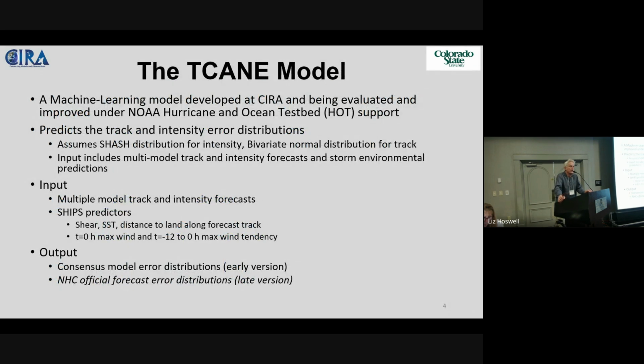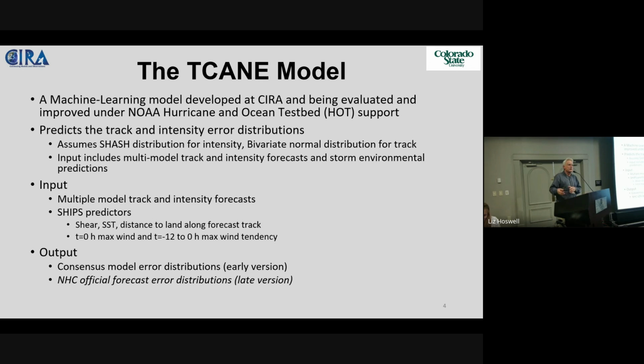Next slide. The model is basically a machine learning method, and Libby's method, instead of just trying to predict the actual error, predicts the entire distribution all at once with machine learning. You have to assume an underlying probability distribution for that, which simplifies the problem some. But it does enable a way to take ensemble information and other storm information and predict the entire distribution. Once you have that, you can calculate a lot of derived products from it. One of the nice things is that we can train this to reproduce the NHC official forecast errors rather than just trying to predict the error of a consensus or a particular model.